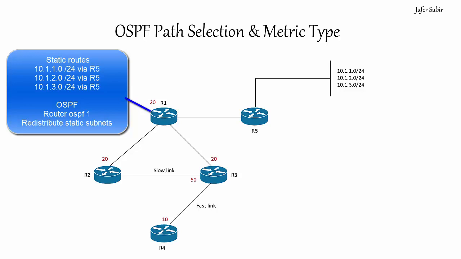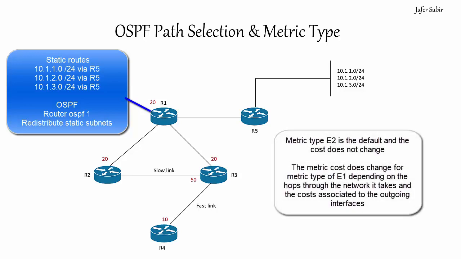And by default, the starting cost will be 20, by the way, if we don't specify one. So when you import these external routes into OSPF, they are put into OSPF with an initial metric cost of 20 to start off with. Now, as for the metric type, which has a massive impact on how the cost is summed up, there are two metric types known as type E1 and type E2. And by default, external metrics redistributed into OSPF have a cost of 20 again. And by default, they have a metric type of E2.